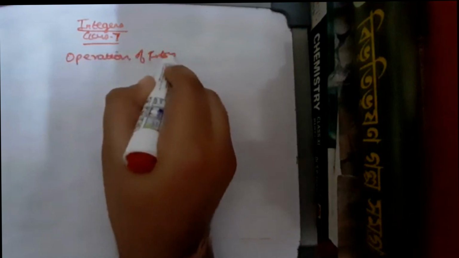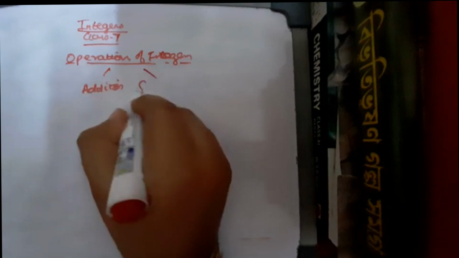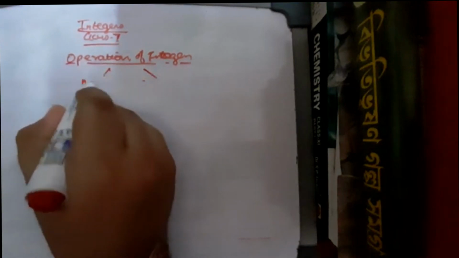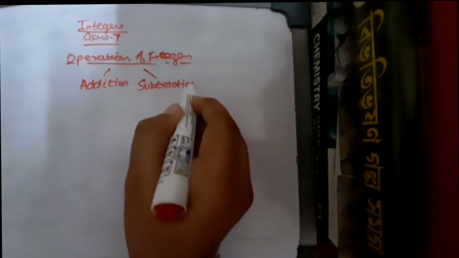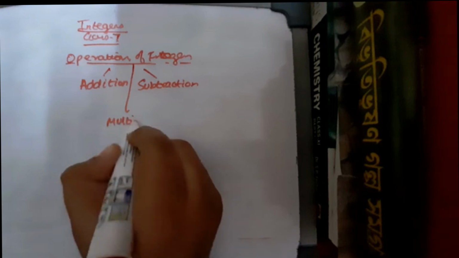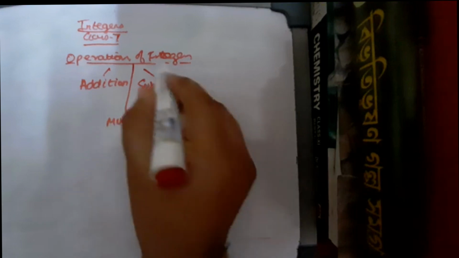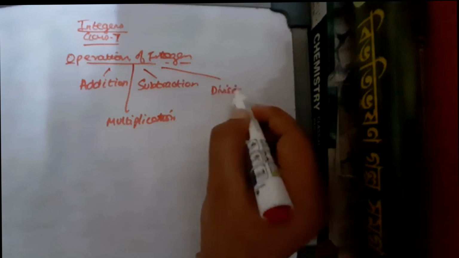So we were discussing integers. Today we are going to start off with operations on integers. What are these operations? We have namely four binary operations. They are addition, subtraction, multiplication, and last but definitely not the least, division.